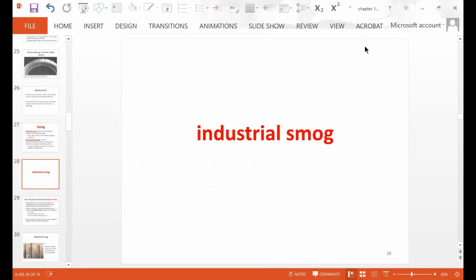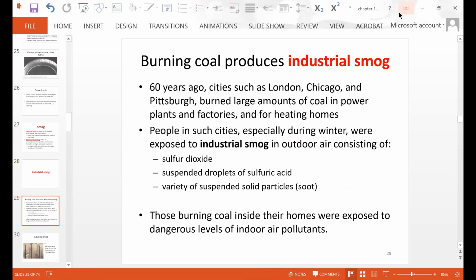So we will go over a little bit more about industrial smog. Because burning coal helps produce industrial smog, about 60 years ago, cities like London, Chicago, Pittsburgh, they all burned large amounts of coal in power plants and factories and for heating homes.